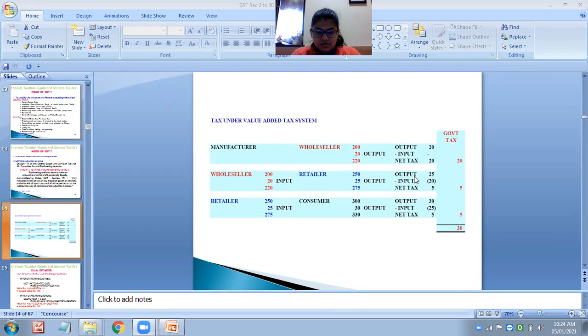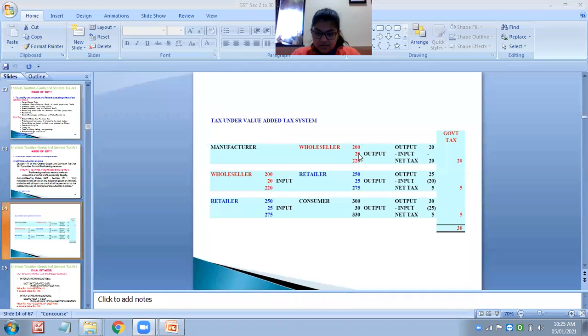Okay. So when the wholesaler is selling these goods to the retailer for rupees 250, whereby they bought the goods for 220 rupees, and he is paying extra 25 rupees. He is liable to pay the tax of 25 rupees at the rate of 10%, because now the goods are costing 250. Earlier the cost was 200. Now the cost is 250.